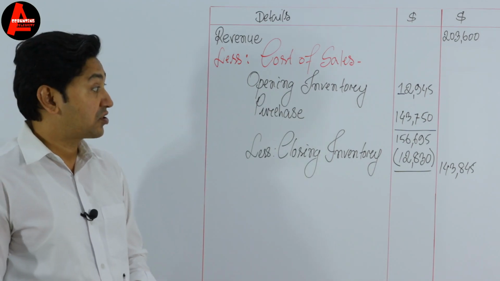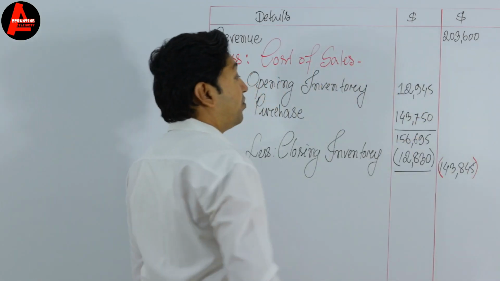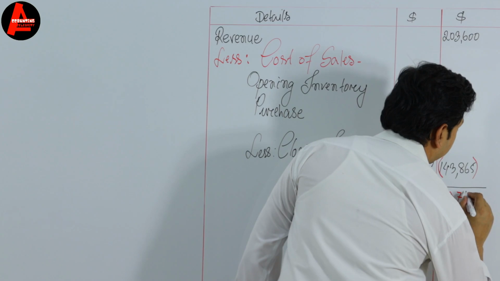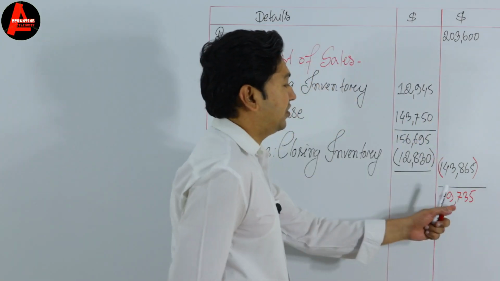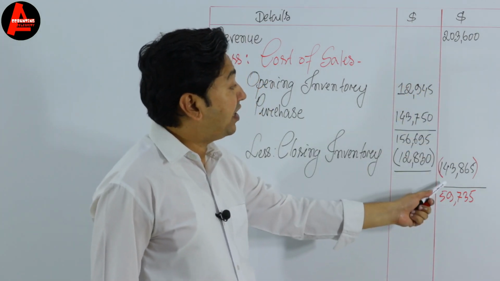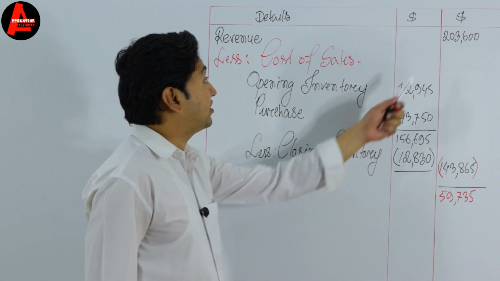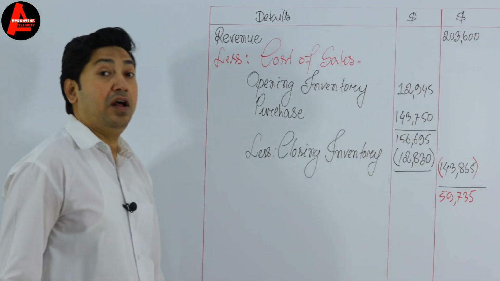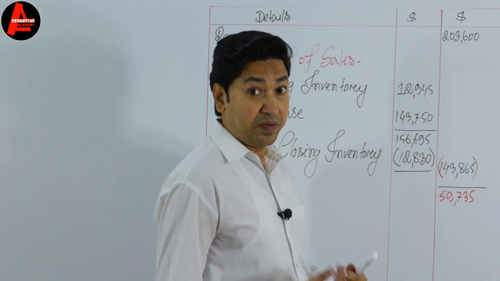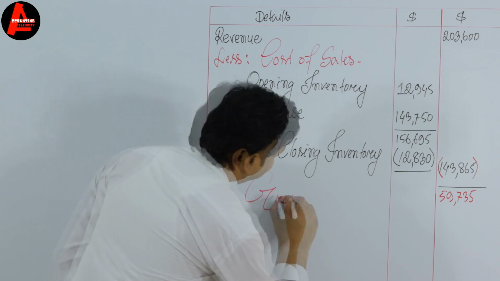Now we will subtract cost of sales. We know gross profit equals revenue minus cost of sales. So let us write here 59,735. This is our gross profit. How do we calculate it? $203,600 minus $143,865. Here our revenue is greater than cost of sales, so it is gross profit. If our cost of sales is greater than revenue, then it will be gross loss. Don't forget. So we will write here gross profit.